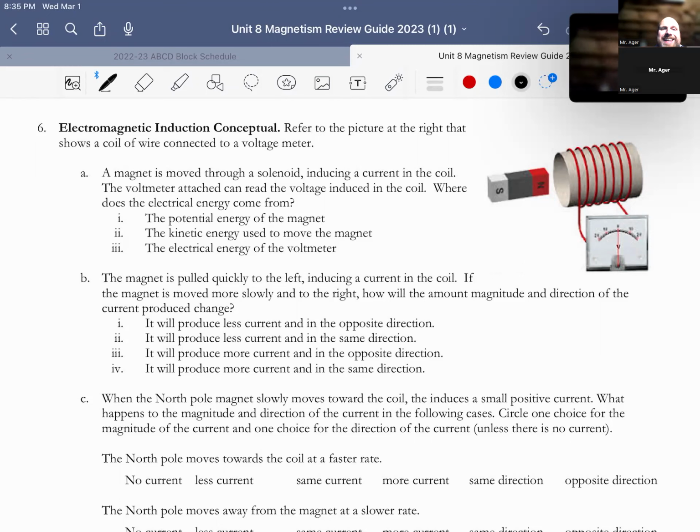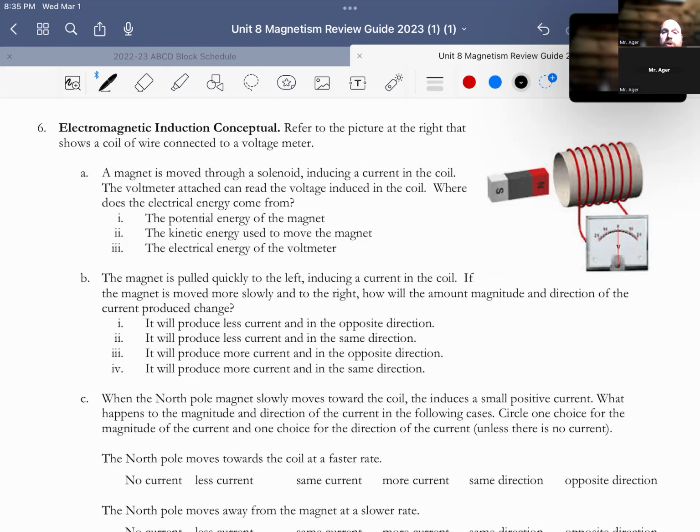So electromagnetic induction. This is Michael Faraday's big stuff. Actually, he did a lot of big stuff. So here's the picture at right. I've got a magnet, some coils, and the voltmeter here. The magnet moves through the solenoid, inducing a current in the coil. I see the north is going in there. The voltmeter attached can read voltage.